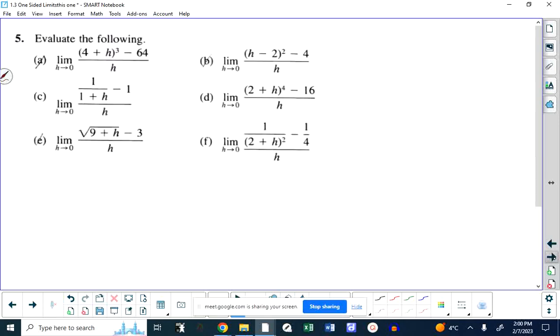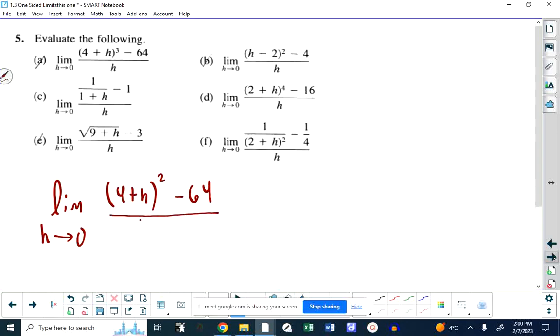So we have 4 plus h quantity cubed minus 64 all over h, and this is a limit of that function as h approaches 0. So the limit as h approaches 0 of 4 plus h quantity cubed minus 64 over h.